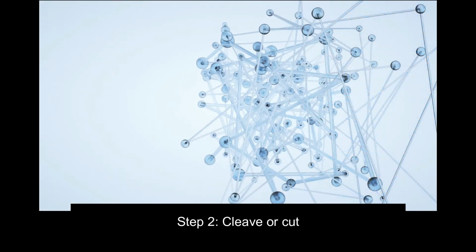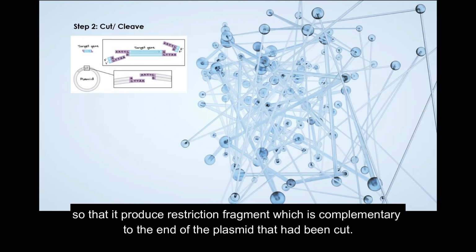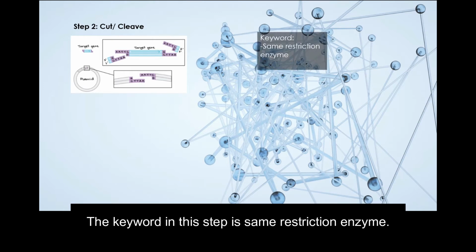Step 2, cleave or cut. The plasmid and the DNA that were isolated are cut by the same restriction enzyme at the restriction site, so that it produces a restriction fragment which is complementary to the end of the plasmid that had been cut. The key word in this step is same restriction enzyme.